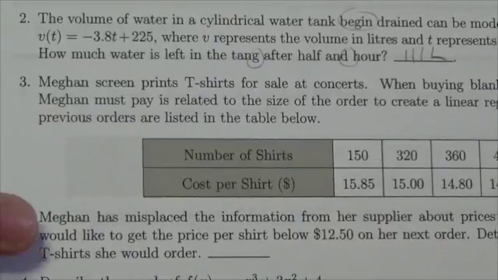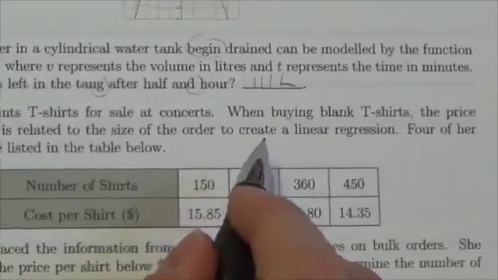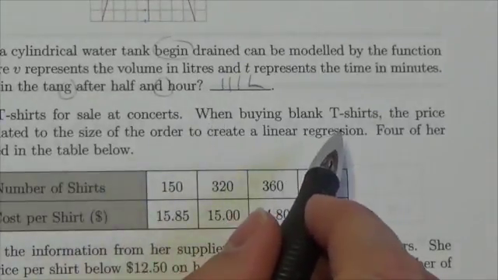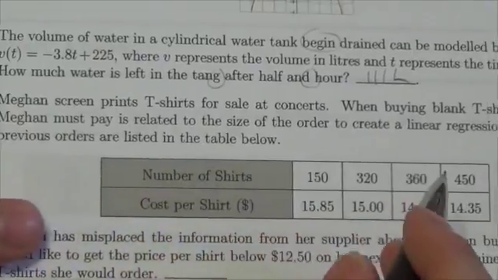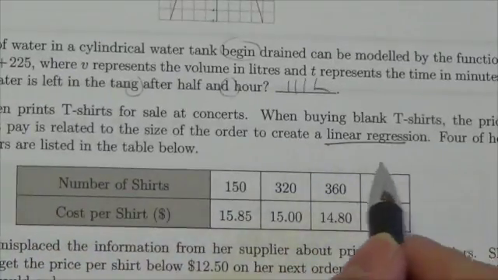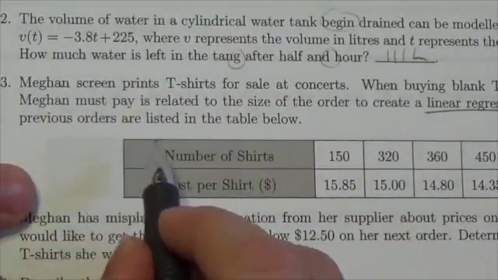Okay, so this question says that Megan screen prints T-shirts for sale at concerts, I should say. When buying blank T-shirts, the price Megan must pay is related to the size of the order. To create a linear regression, we're going to have to enter this data into the calculator. Four of her previous orders are listed in the table below. Okay, so here they are.